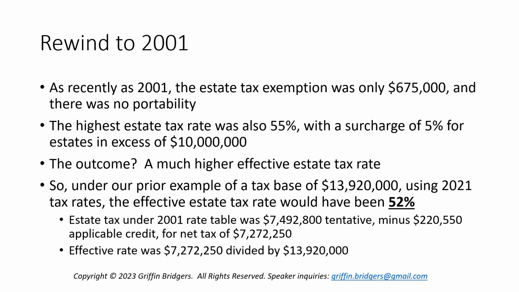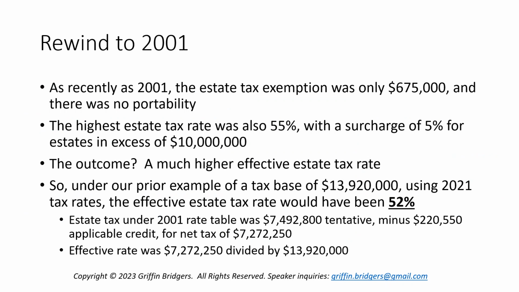As recently as 2001, the estate tax exclusion was only $675,000, which you can see it's increased by essentially 20-fold over the last now 22 years. And the highest estate tax rate at that time was 55%, with an additional surcharge of 5% for estates in excess of $10 million. This led to a much higher effective estate tax rate, which in most cases exceeded the potential income tax savings that could be achieved through a step-up in basis.